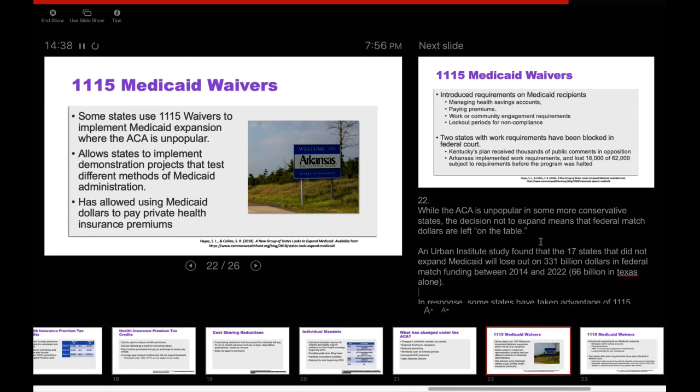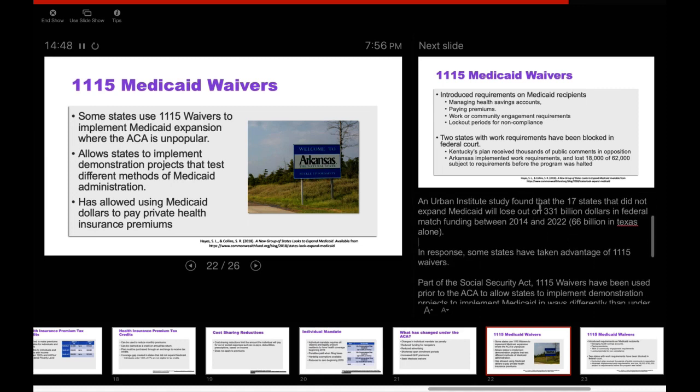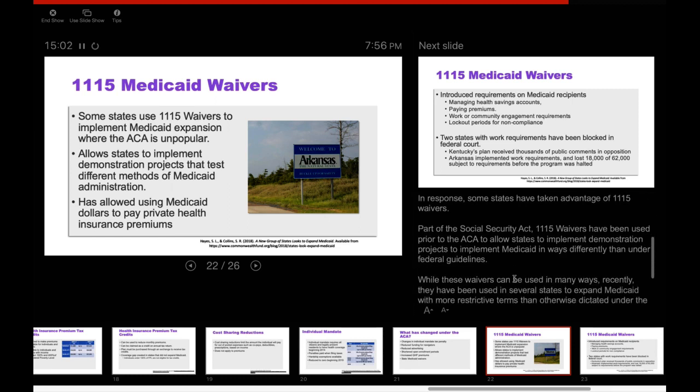While the ACA is unpopular in some more conservative states, the decision not to expand means that federal match dollars are left on the table. An Urban Institute study found that the 17 states that did not expand Medicaid will lose out on $331 billion in federal match funding between 2014 and 2022, $66 billion in Texas alone. In response, some states have taken advantage of 1115 waivers.